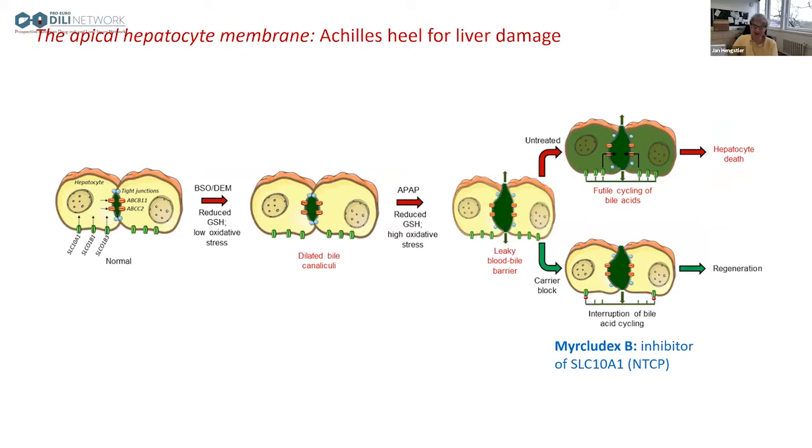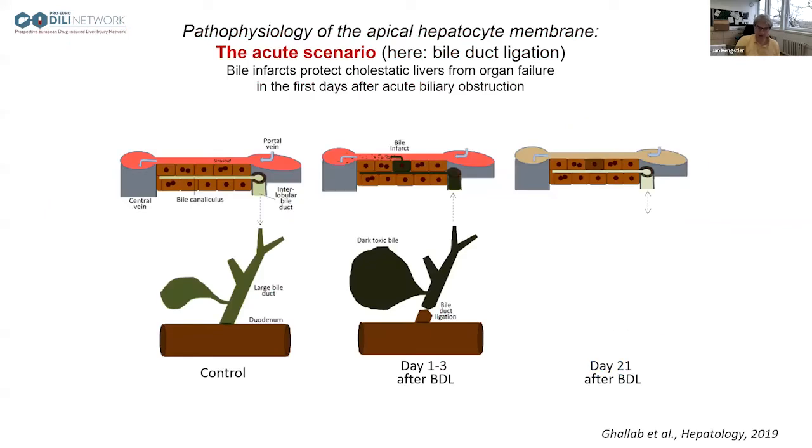And before I finish, I would like to show you that this is not an unusual situation. So the apical hepatocyte membrane is indeed a kind of Achilles heel for many types of liver damage and liver diseases. So we have seen now a scenario where the bile canaliculi leak to the sinusoidal blood, but the membrane itself remains intact. And there are different situations how the apical site can be damaged.